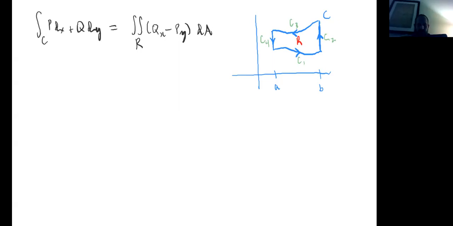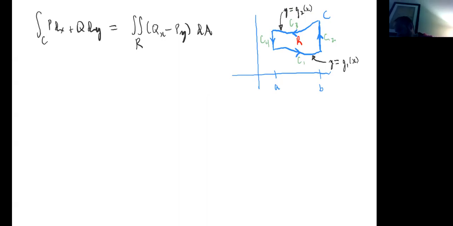I also want to assume something else, namely that this bounding curve right here is given by y equal to g2 of x. So this is given by some function of x, and this curve right here on the bottom is given by y equal to g1 of x.